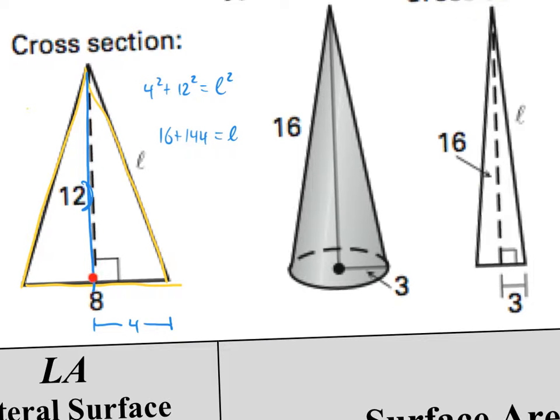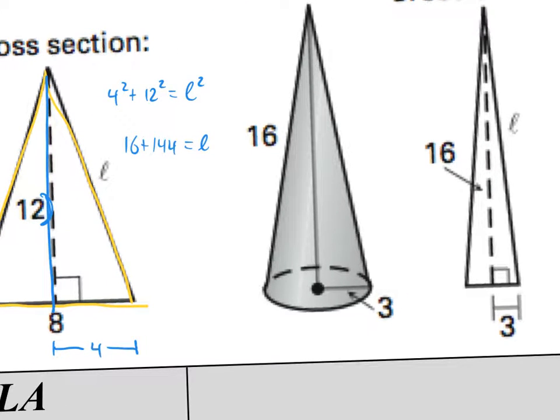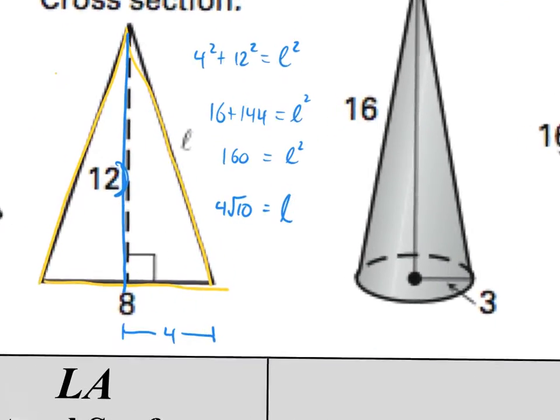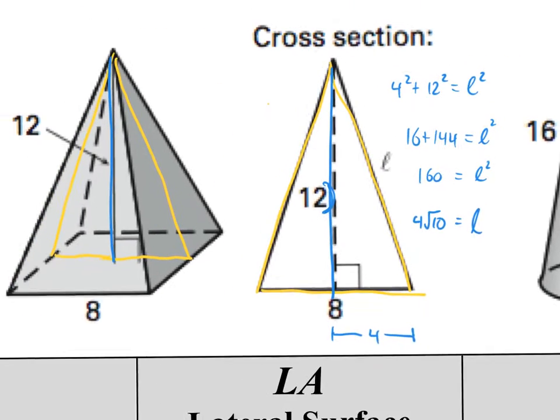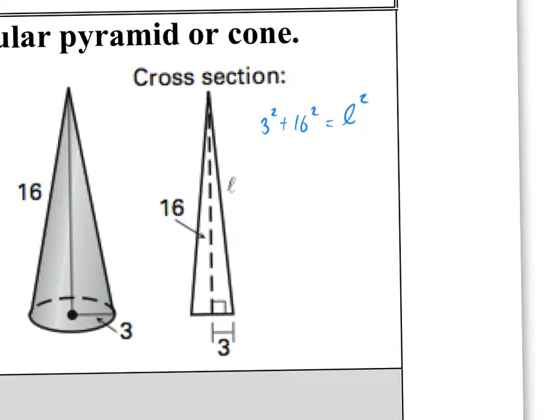So the height of the triangle here is 12. So that's not the hypotenuse. And then continuing on, the official slant height of this pyramid right here, the answer is the square root of 160. And when you simplify it, you get 4 radical 10. Good. And here's the setup: 3 squared plus 16 squared equals L squared to find this slant height.